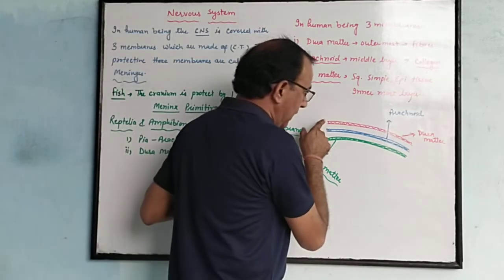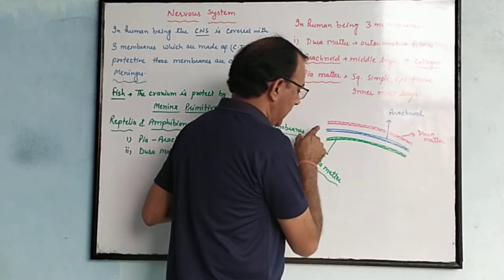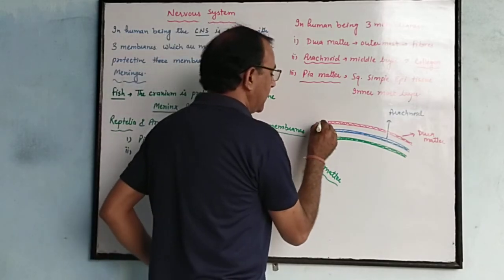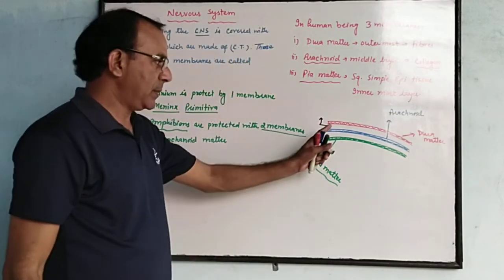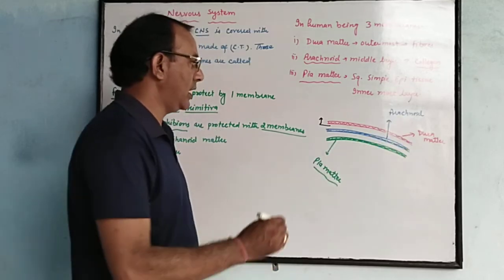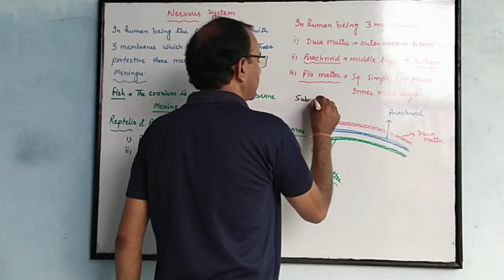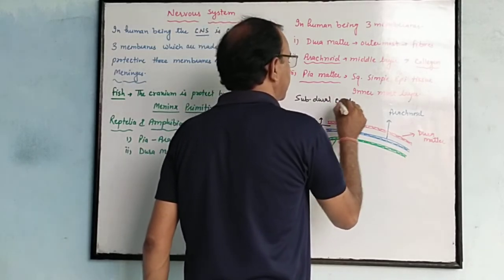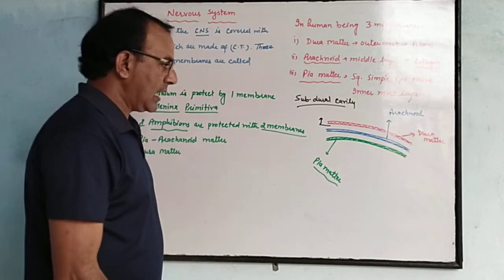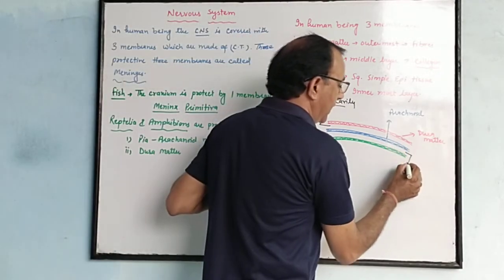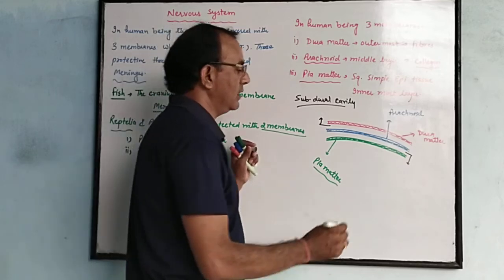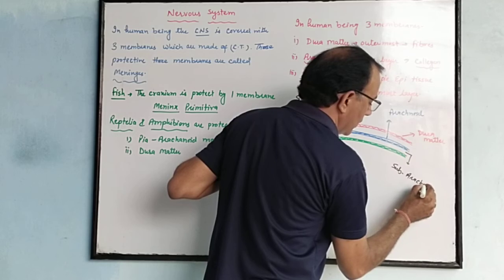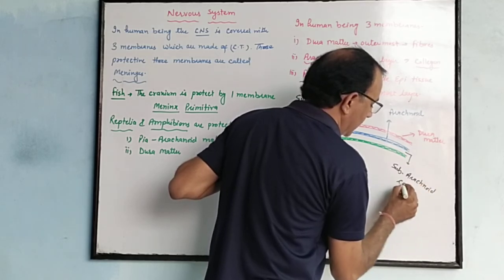A cavity is present between the dura mater and arachnoid, and a second cavity is present between the arachnoid and pia mater. The cavity present between the dura mater and arachnoid is called the subdural space or subdural cavity. And the cavity present between the arachnoid and pia mater is called the subarachnoid cavity.